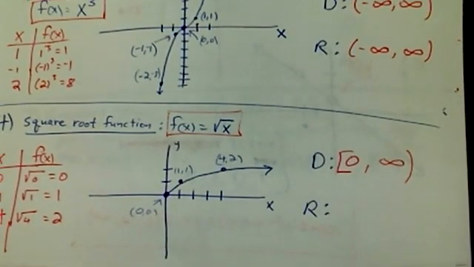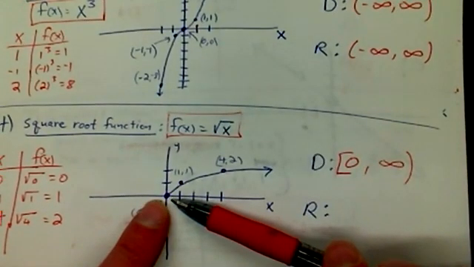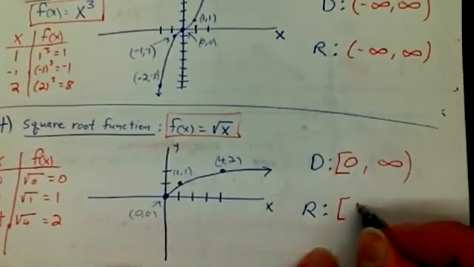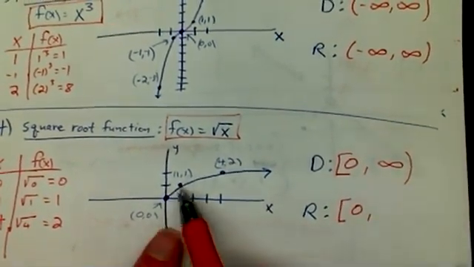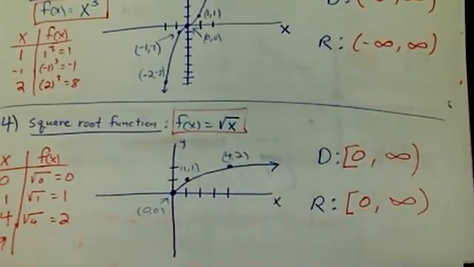The range, also we have to restrict because we start at 0. We can never get a square root that gives us something negative. So for the range, that's also going to be 0. And even though it's going up slow, it does keep going up. So that's also to infinity. Okay.